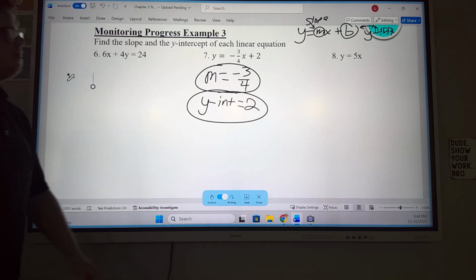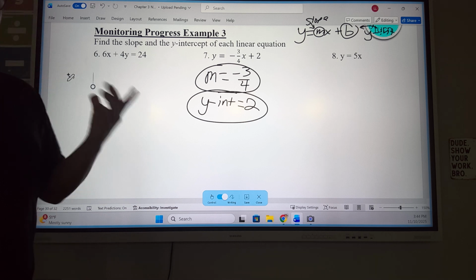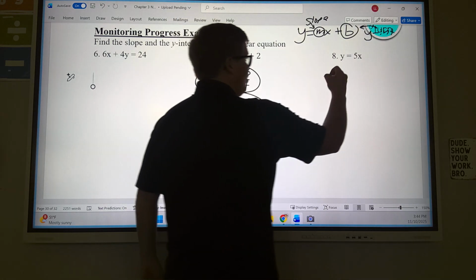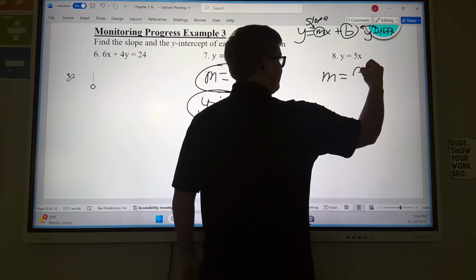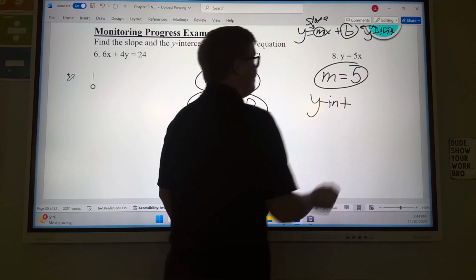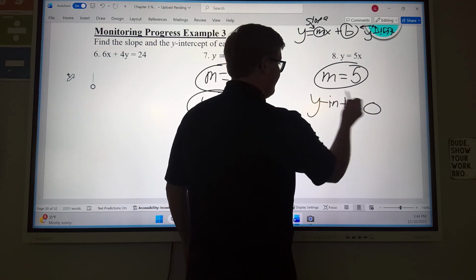Pretty simple, right? And finally, move over to 8. We have y equals 5x. It is in slope-intercept form because that y is by itself. We know that our slope is attached to the x, so our slope is 5. Our y-intercept, there's no y-intercept, it is non-existent, so we're going to say it's 0.